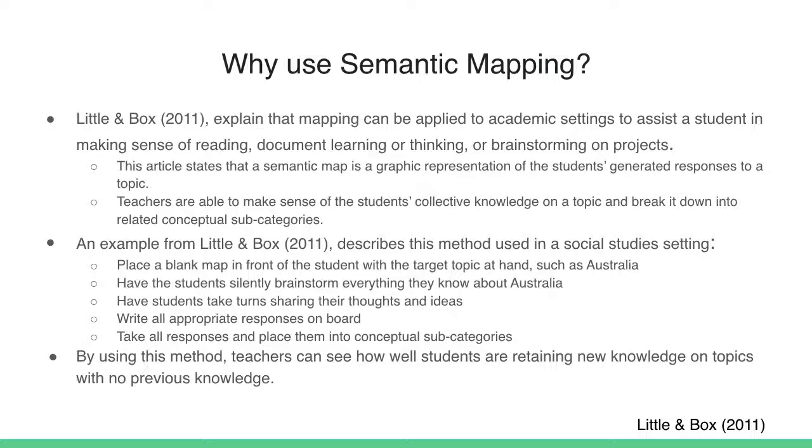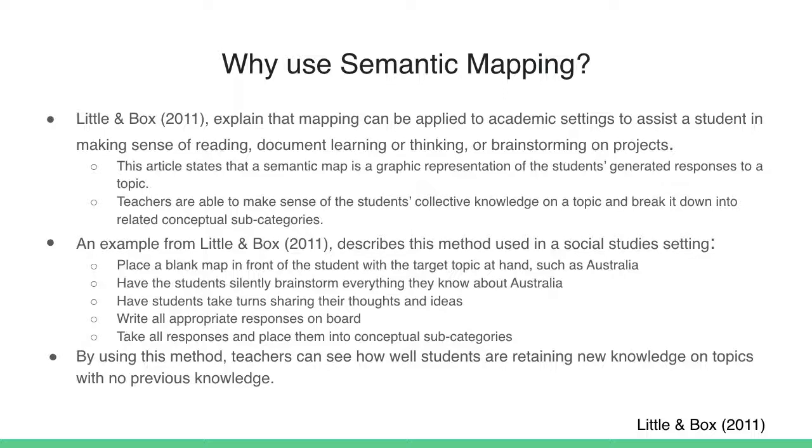So what they did was they placed a blank map in front of the students with the target topic in the middle, which was Australia. At first, they said, we want all of you to silently brainstorm everything you know about Australia, and then write down everything you think of. As a group, they collectively came up with all the different things they thought of, and the teacher wrote it on the board. Each student takes turns sharing their ideas, so they all feel like they have a part in this. And then all the appropriate responses are written down on the board overhead, whatever they're using. And then the teacher takes those pieces and separates them into subcategories.